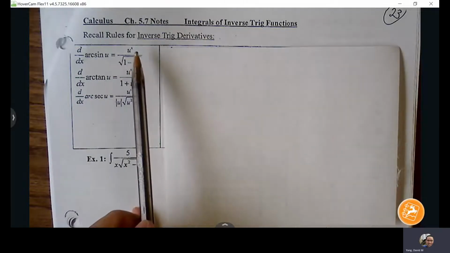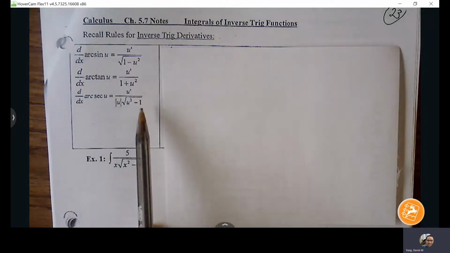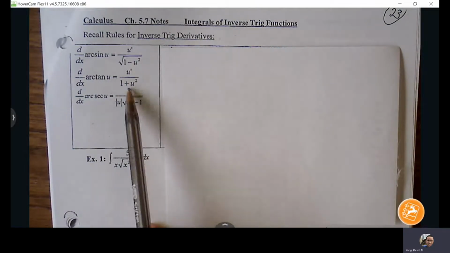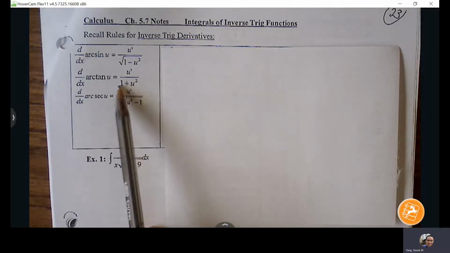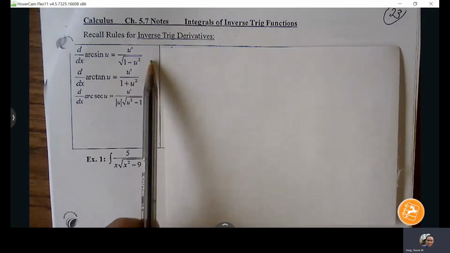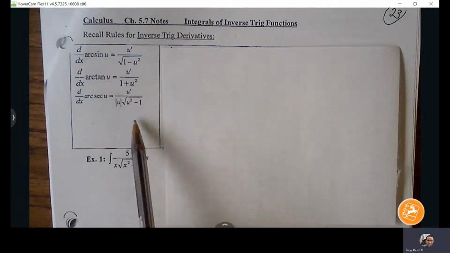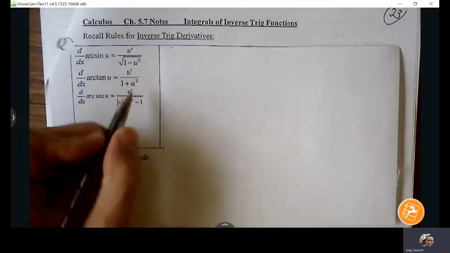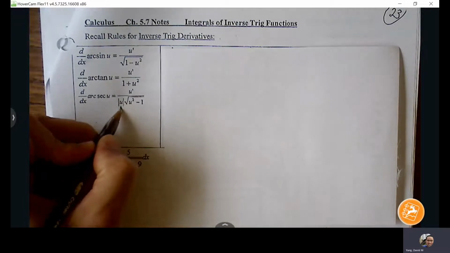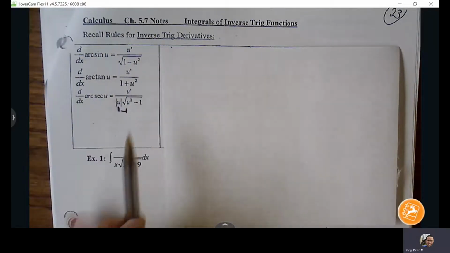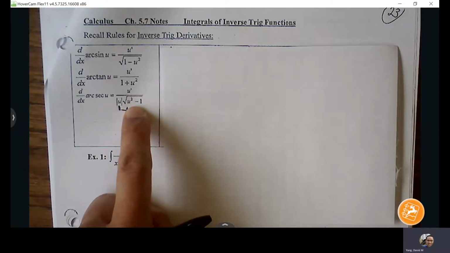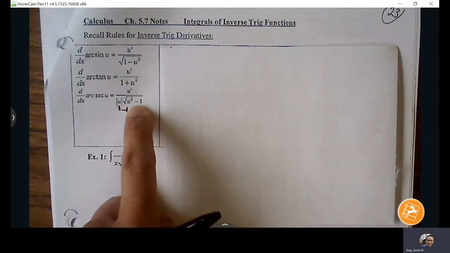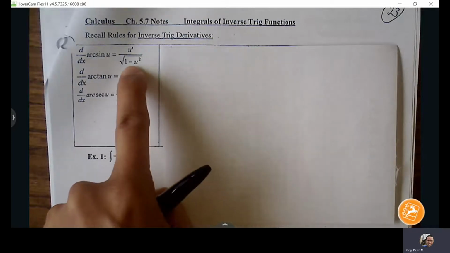We talked about how the numerators all have u prime. The denominators all have 1 and u squared. Arctangent looks the easiest because it has just a plus sign and no square roots. The complicated looking ones are the arc sine, where they both have square roots, but we talked about how arc sine, arc secant, we have this way of understanding that because the u's are next to each other, so that helps us remember u squared minus 1 is for arc secant. And if we know u squared minus 1 is for arc secant, then arc sine is going to take on a different order, 1 minus u squared.